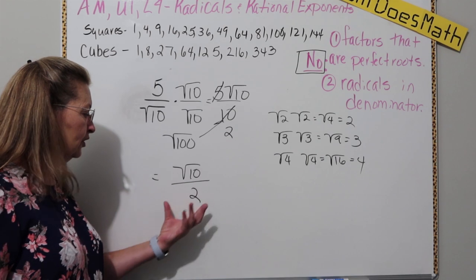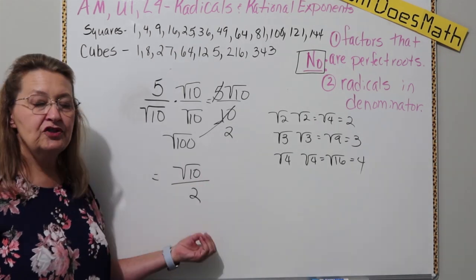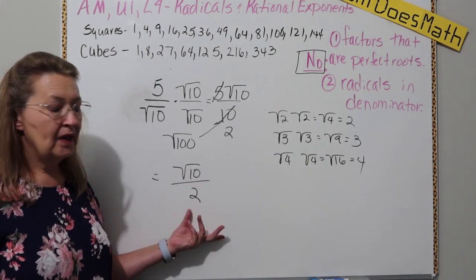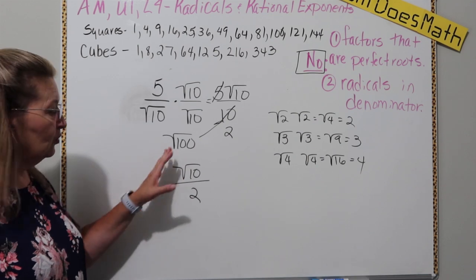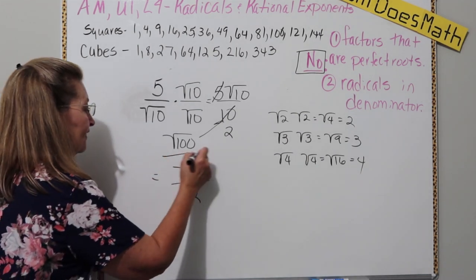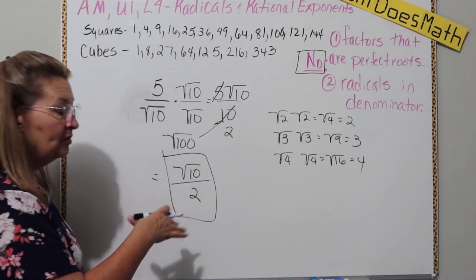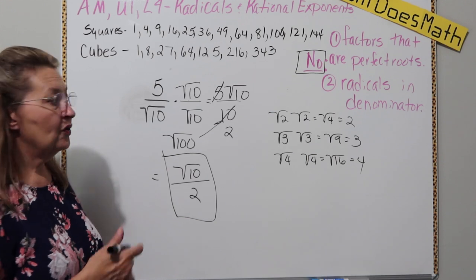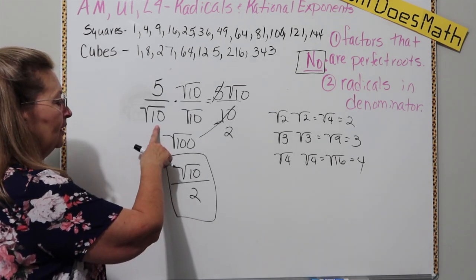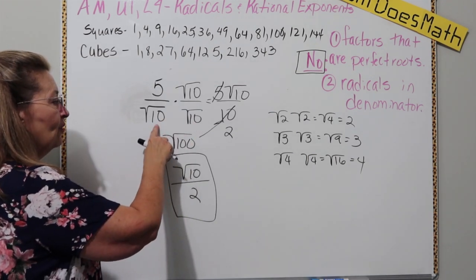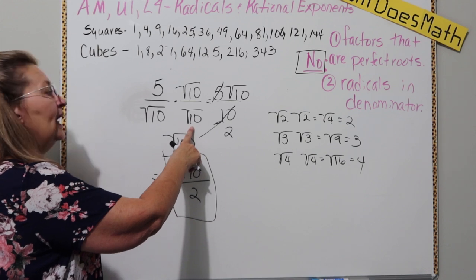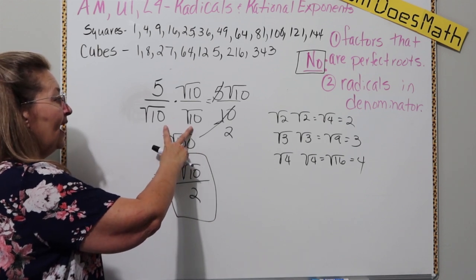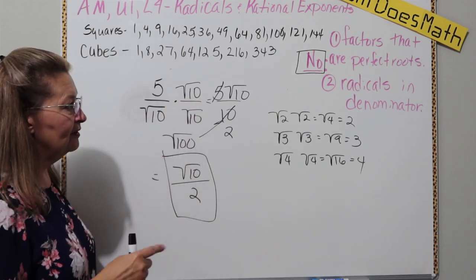If the 2 were under a radical at this point, yes, you could reduce that, but it's not. So we're not going to be able to reduce it. This is going to be your final answer. So how do you rationalize a denominator? Well, you multiply that radical times itself. And what do you do to keep that balanced? You multiply the numerator times that same thing.